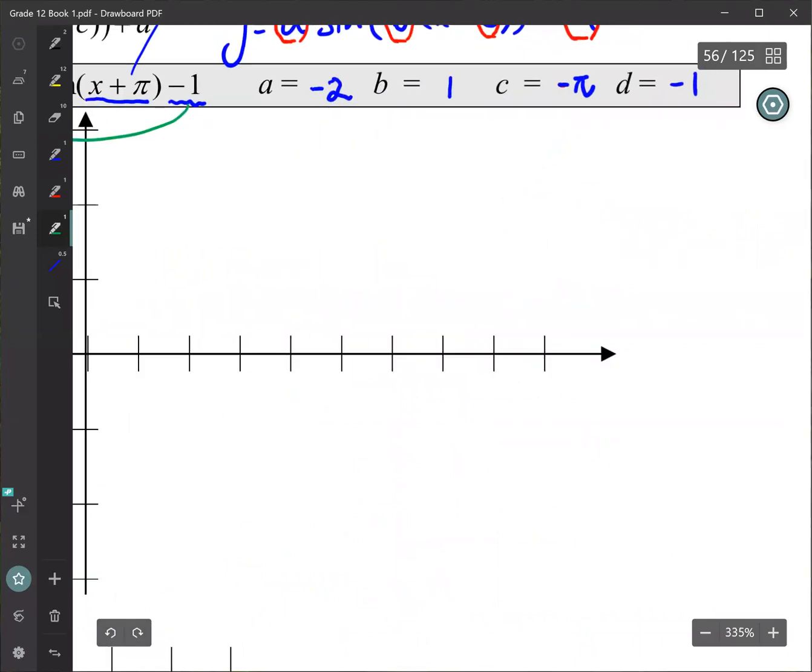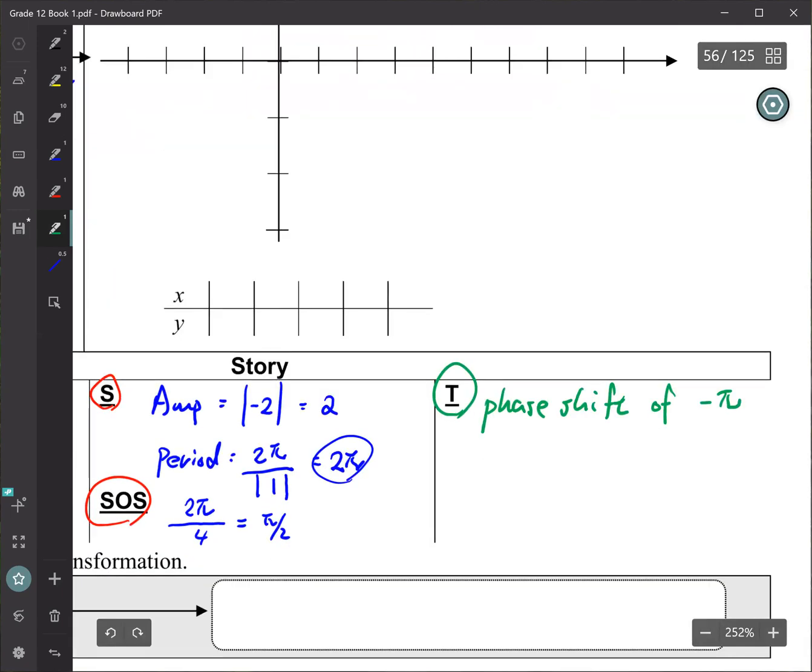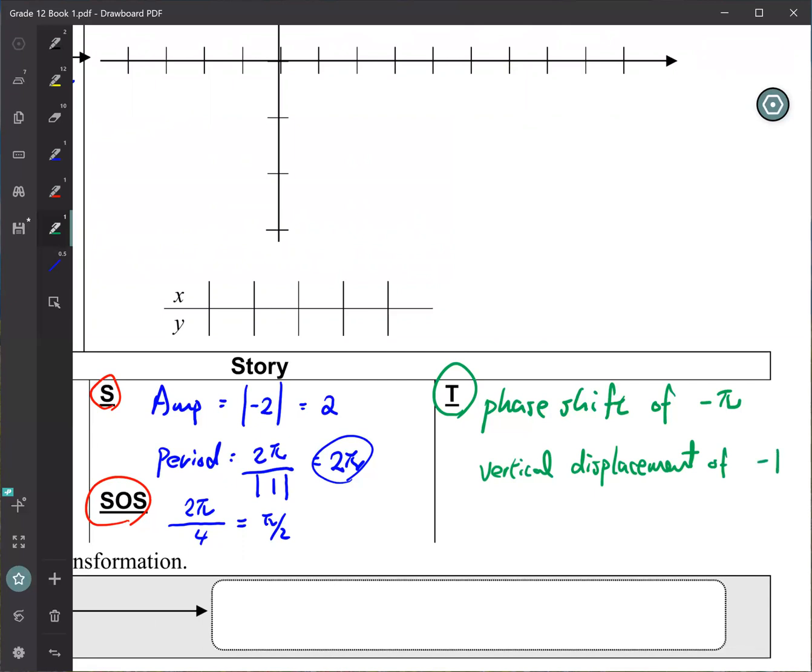Or you can just look at the value for D, right? C is negative pi, so we're going to the left. You can write that down: left by pi. D is -1, so it will be down by 1. Or you can think about the story form. Either way. But for trig, we also have a new way to say going down. We have to say vertical displacement of -1. Same thing, we are not saying any direction. We just say vertical displacement. -1, negative means going down.